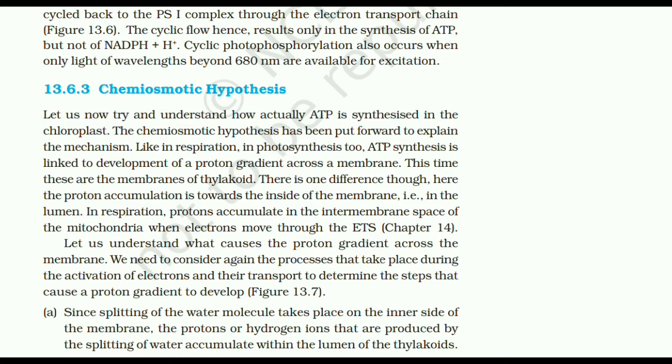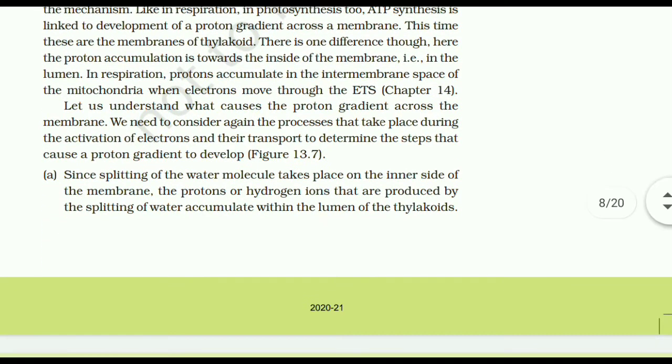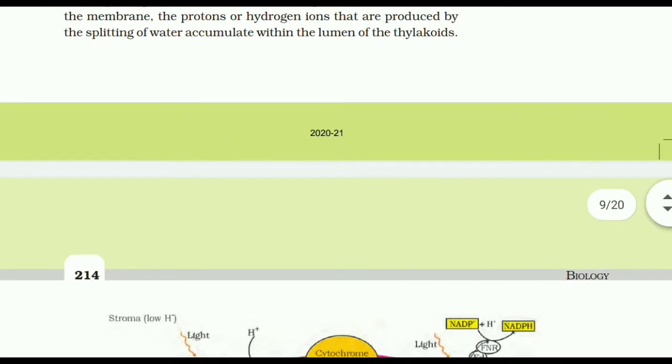In respiration, protons accumulate in the intermembrane space of the mitochondria when electrons move through the electron transport system. Let us understand what causes the proton gradient across the membrane. We need to consider again the processes that take place during the activation of electrons and the transport to determine the steps that cause a proton gradient to develop. A. Since splitting of the water molecules takes place on the inner side of the membrane, the protons or hydrogen ions that are produced by the splitting of water accumulate within the lumen of the thylakoid.